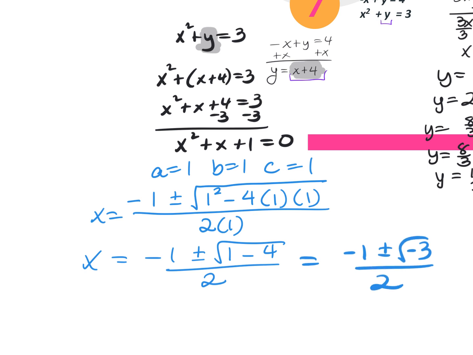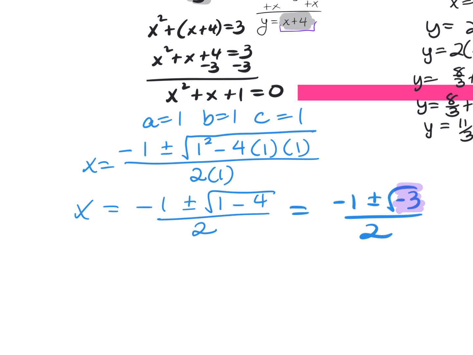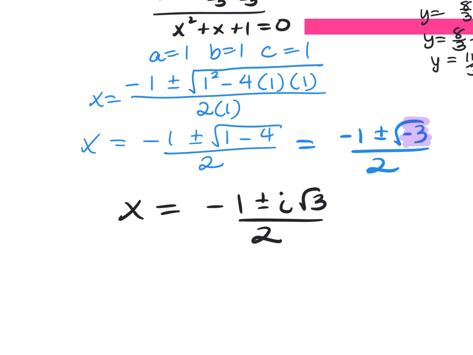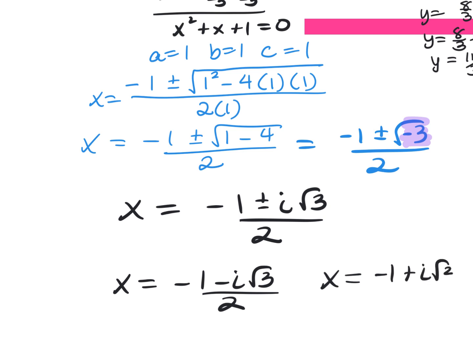And again, as soon as you see this in the WebAssign homework that this is negative, know that you could stop and say no solution. However, I'm going to go ahead and finish this just to show you what an SAT would look for. So if I simplify that, my X values are going to be -1 plus or minus i root 3 over 2. Now, I would have to pull this apart, and this would be -1 minus i root 3 over 2, and then my other X value would be -1 plus i root 3 over 2.